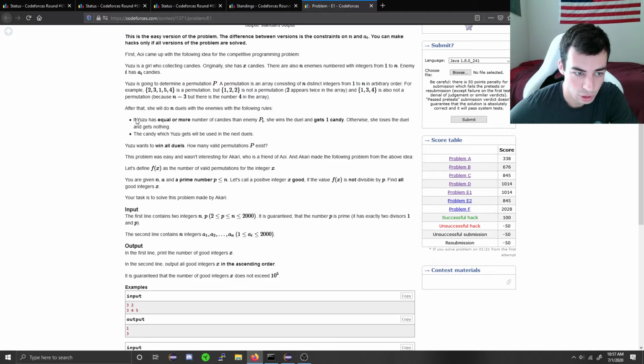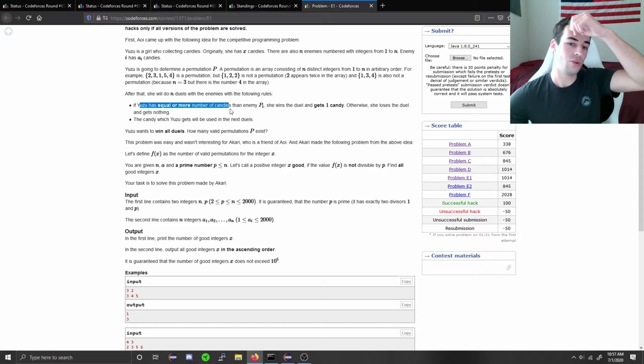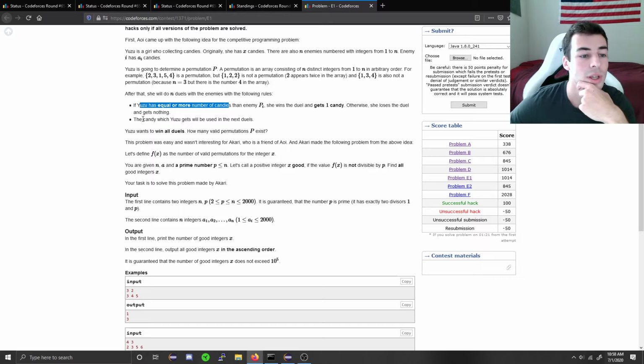Thank you very much. After that, she will do N duels with the enemies with the following rules. If she has equal or more candies than this enemy, she wins the duel and gets a candy. Otherwise, she loses the duel and gets nothing. The candy which she gets will be used in the next duels. She wants to win all duels. How many valid permutations exist?